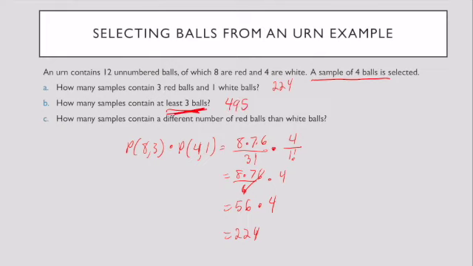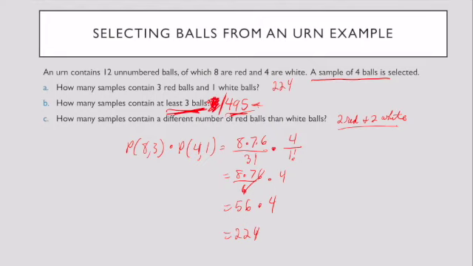My next question is, how many samples contain a different number of red balls than white balls? So really what I need to know first is how many have 2 red and 2 white, and subtract that from our total number of samples. So there were 0 ways to get at least 3 balls out of our 495 samples. Oh, contain at least? Yeah, no, it's 495. That at least wording trips me up every now and again too.